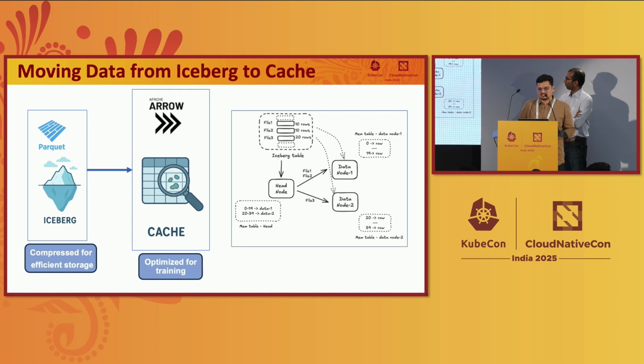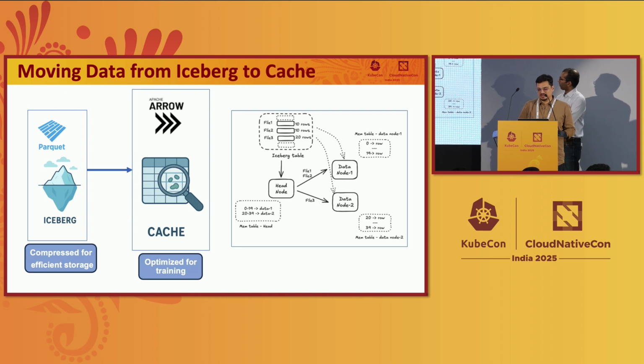Again, a stressed example where the data sets are very low for illustration. Let's say you have 100 files in an Iceberg table, and you go to the head node and query the metadata information of the Iceberg table, which basically tells you that you have 100 odd files, and the head node makes assignments. So if we have 2 data nodes, let's say we give 50 to each of them, right?